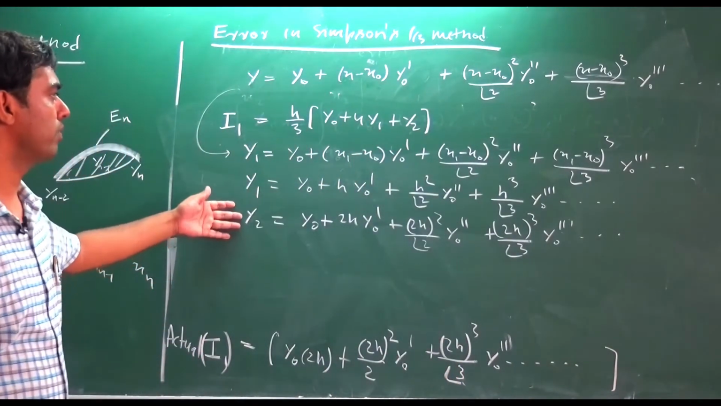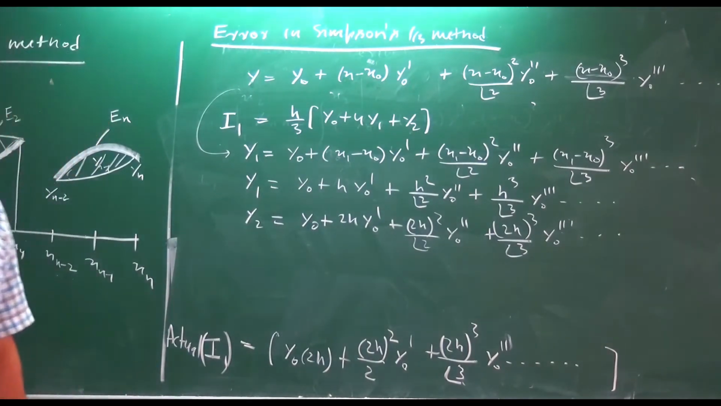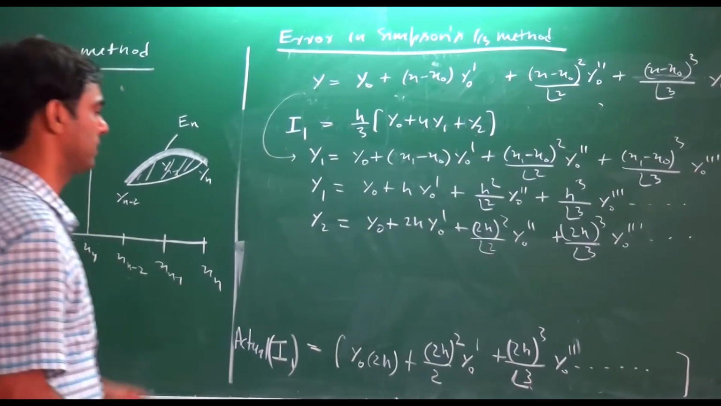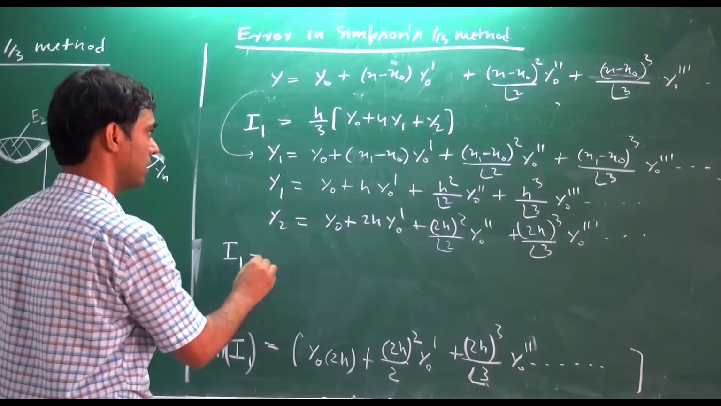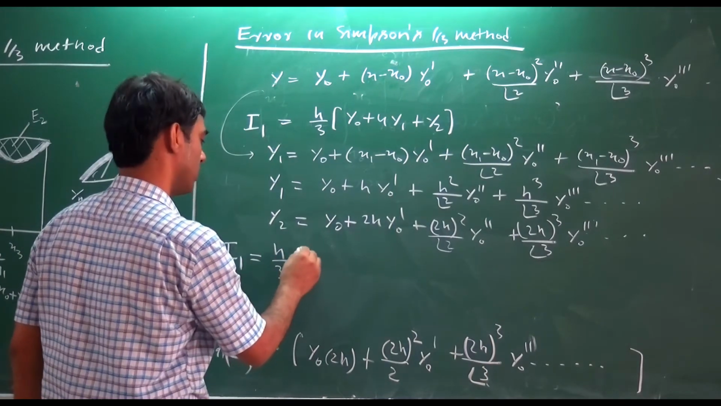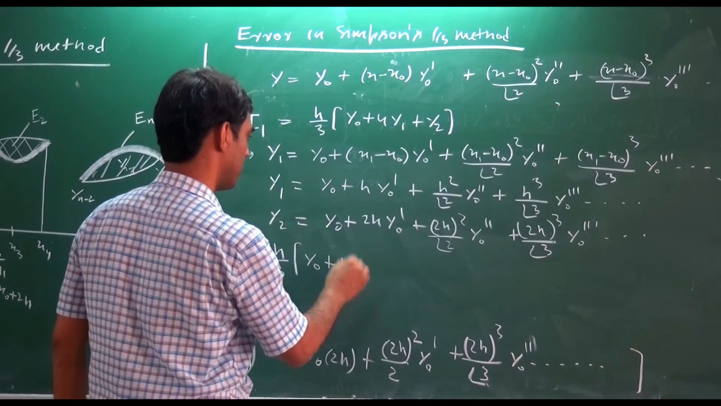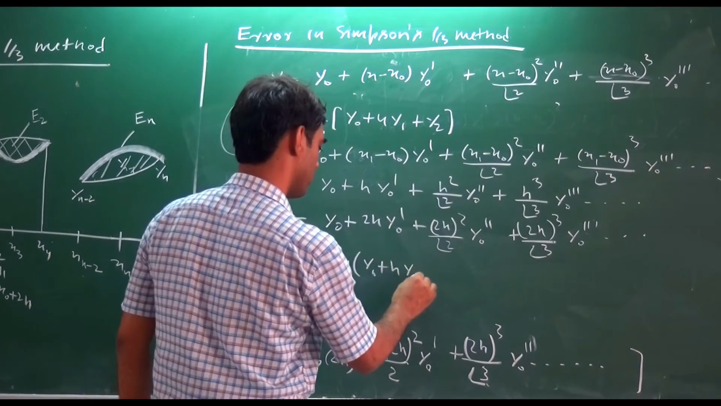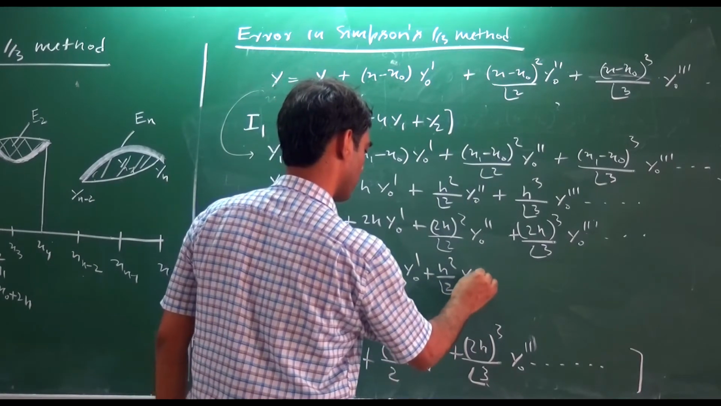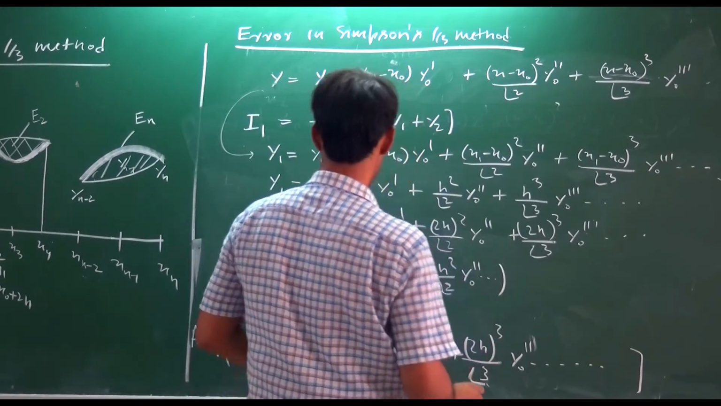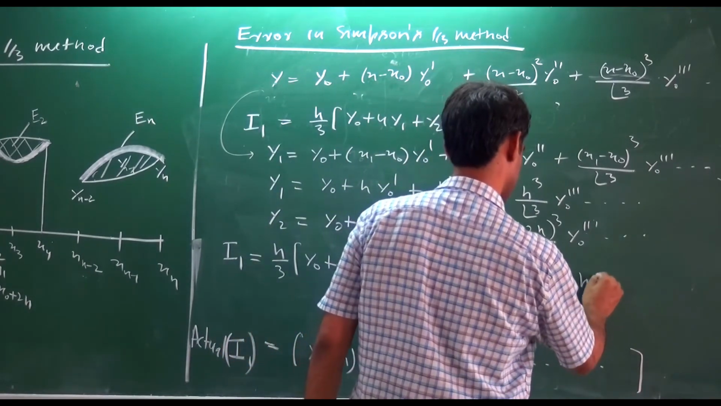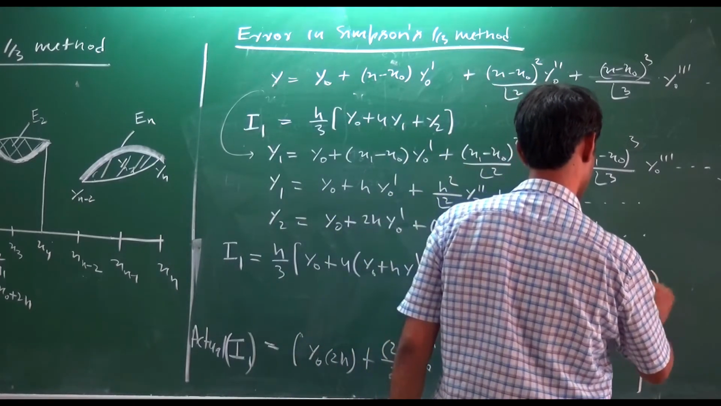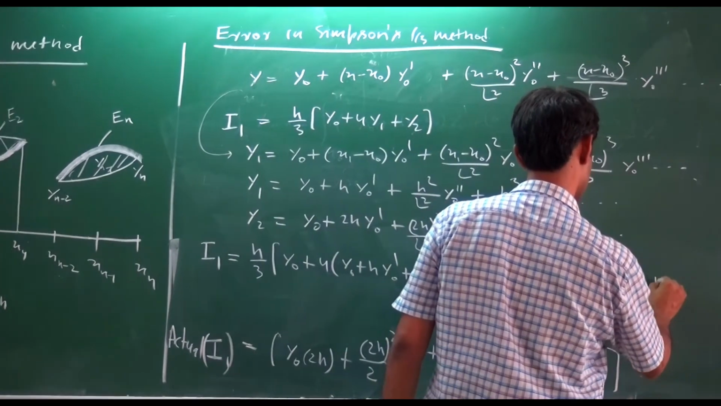So now putting the values for y1 and y2 in this expression, we find the value for I1 equal h by 3 (y0 plus 4 times (y0 plus h y0 dash plus h square upon factorial 2 y0 double dash and so on) plus y2, meaning this value: y0 plus 2h y0 dash plus (2h) whole square upon factorial 2 y0 double dash and so on).